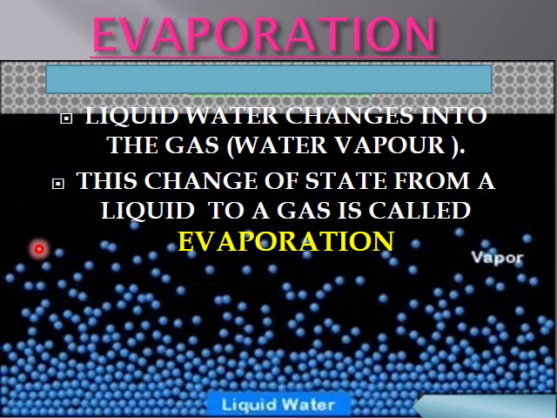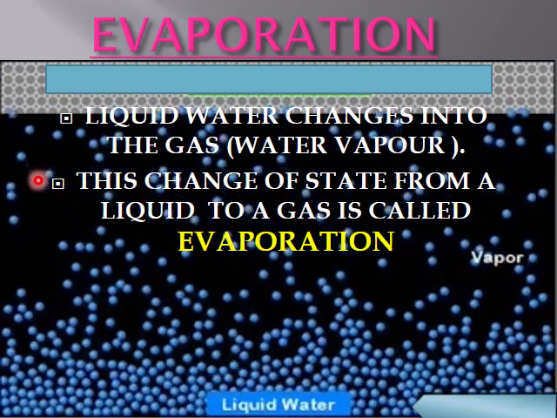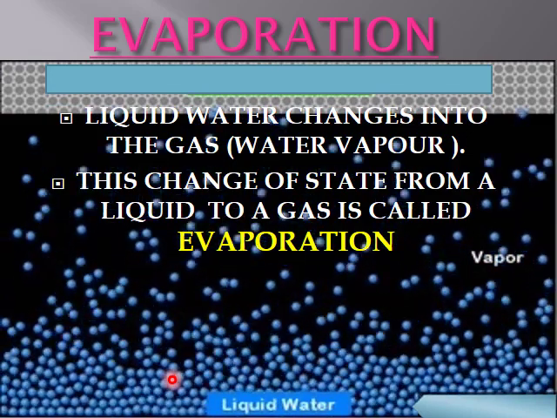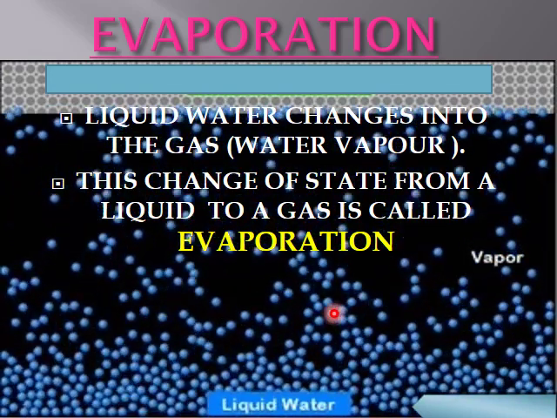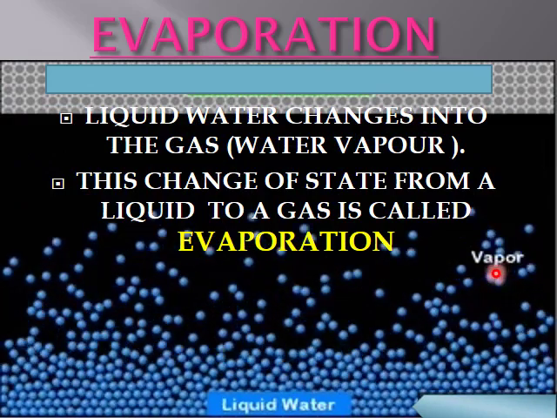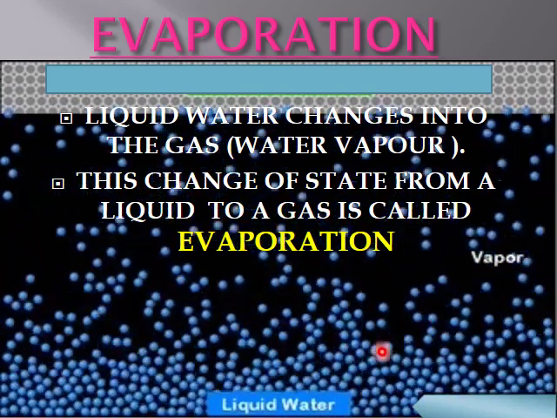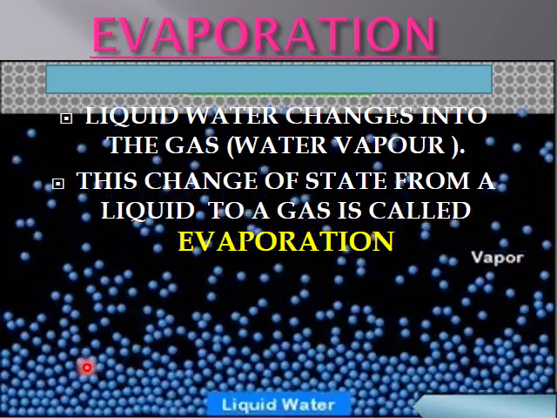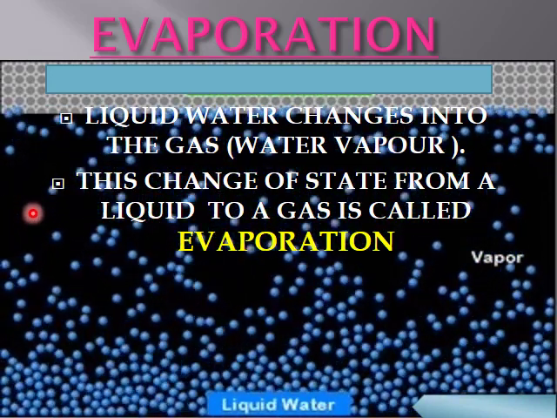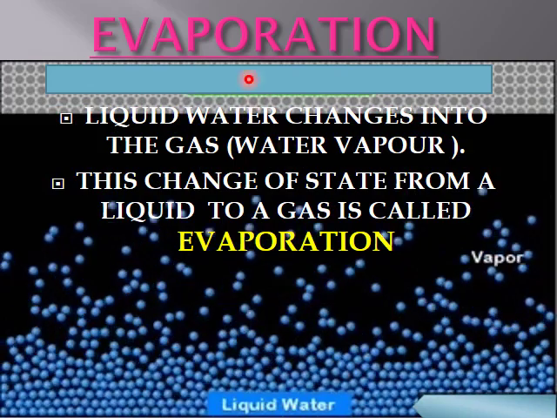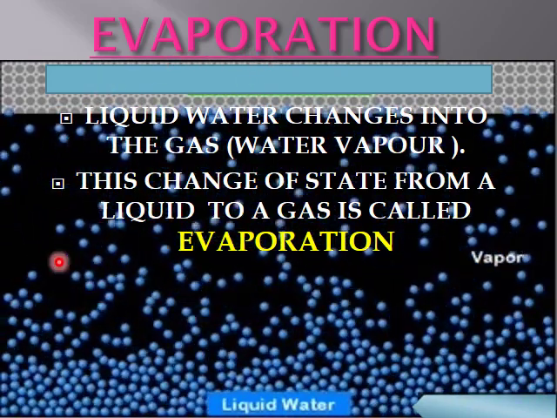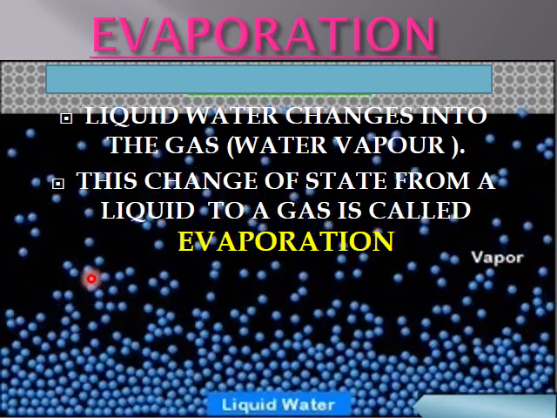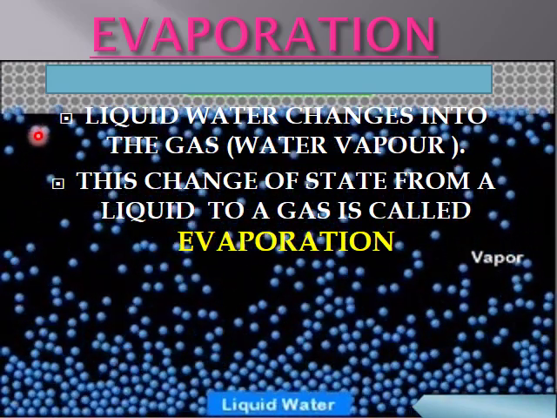This can happen even without boiling. If you have some water in an uncovered pan, it slowly changes into water vapors. So my dear students, finally the pan becomes dry. This change from a liquid to a gas is called evaporation. You can see here how the water vapors evaporate into the surroundings.